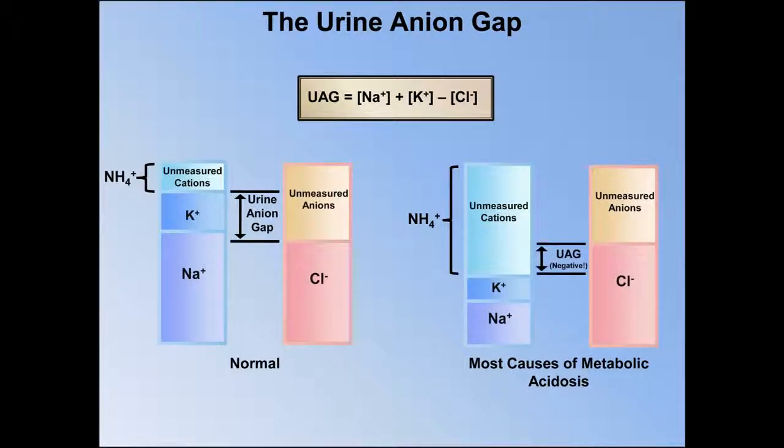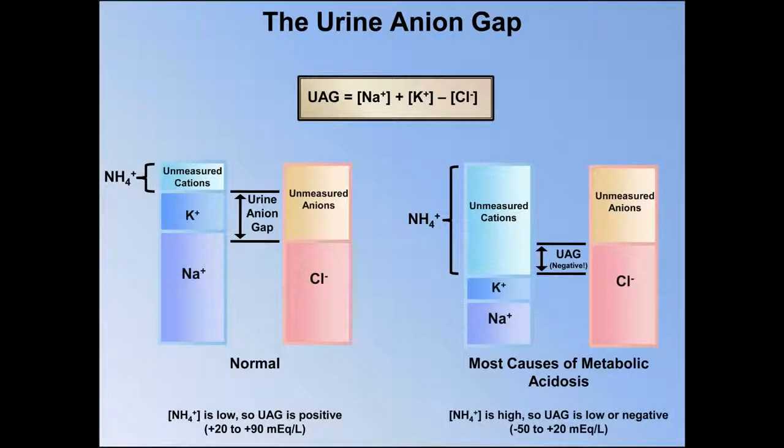So in essence, the urine anion gap is an indirect measure of the urine ammonium, which cannot be easily measured directly. Once again, in the normal case, ammonium is low, so the urine anion gap will be positive, anywhere from positive 20 to positive 90 milliequivalents per liter. In most forms of acidosis, the ammonium will be high, so the urine anion gap will be low or negative, anywhere from negative 50 to positive 20 milliequivalents per liter.